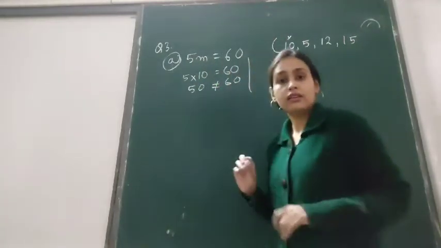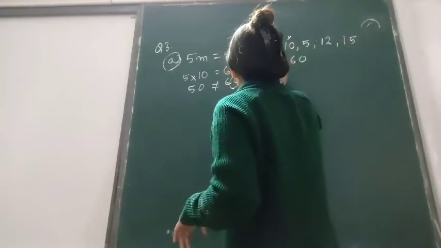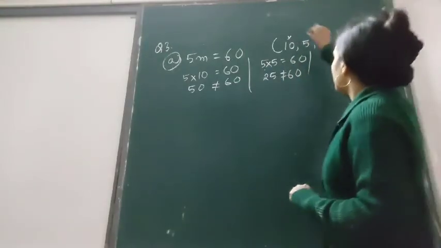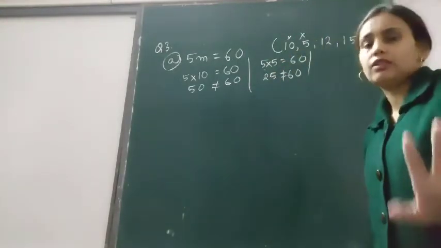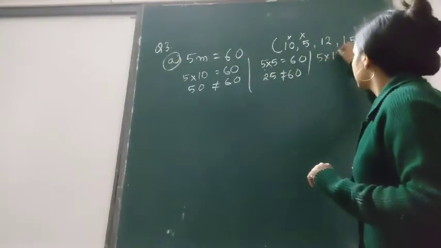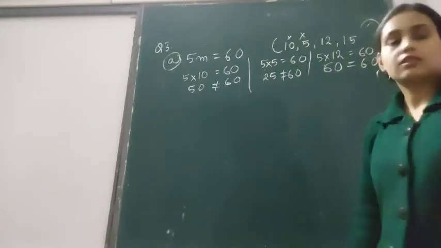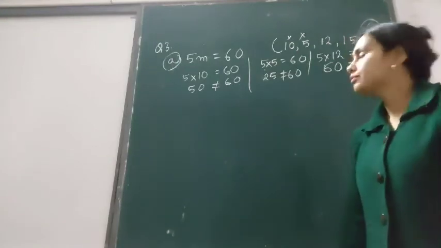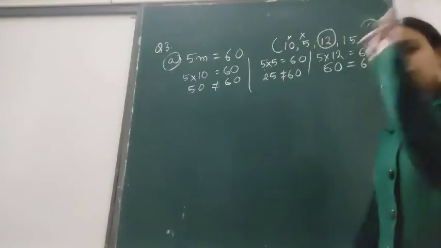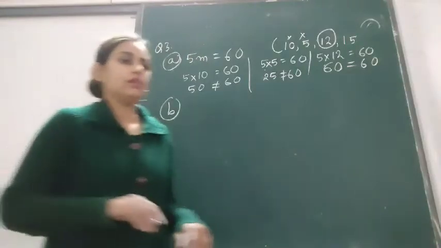Then we go to the next one. 5. 5 5s are 25. Not equal to 60. You can see. Correct? So that means 5 is also not the value. Then we go to 12. 5 12s are 60. 60 is equal to 60. It is satisfying the equation, right? So who is the answer? 12 is the answer. So you can put a tick mark or you can circle it. Okay. So this completes the A part. Then we go to the B part.